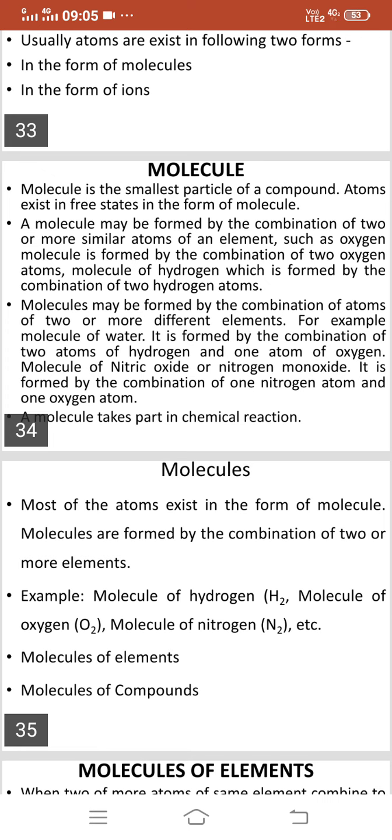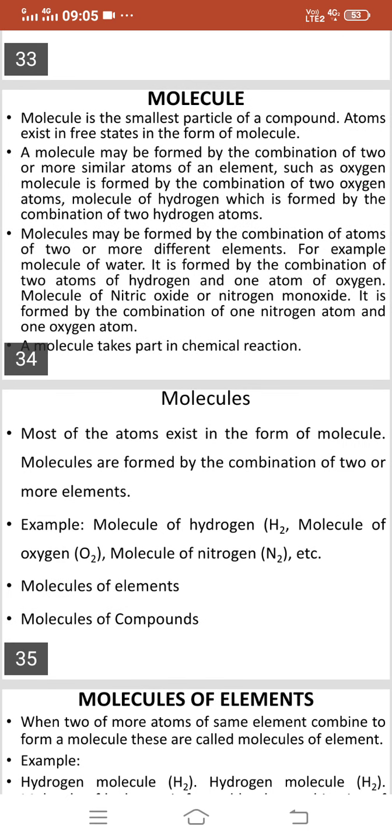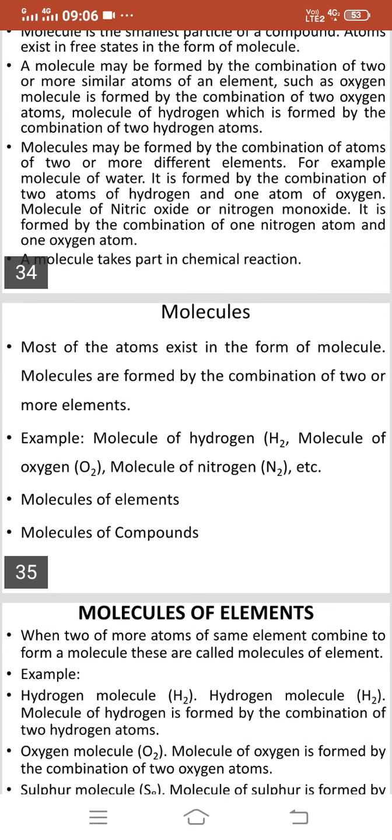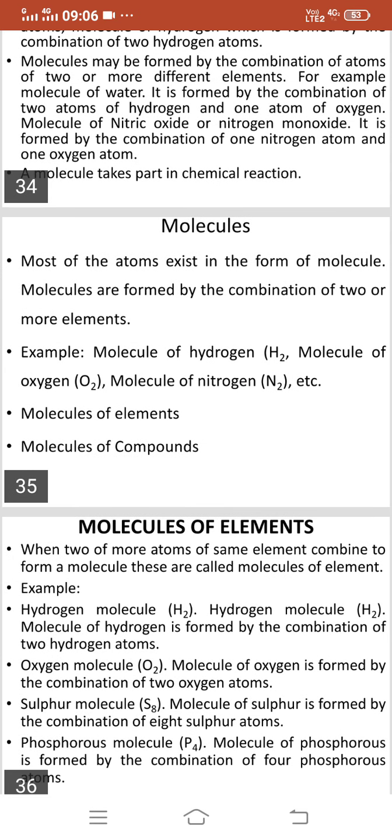A molecule takes part in chemical reactions. Most of the atoms exist in the form of molecules. Molecules are formed by the combination of two or more elements. So you can see the examples: hydrogen, oxygen, nitrogen, etc. Molecules of elements, molecules of compounds. Now, the molecules of elements.